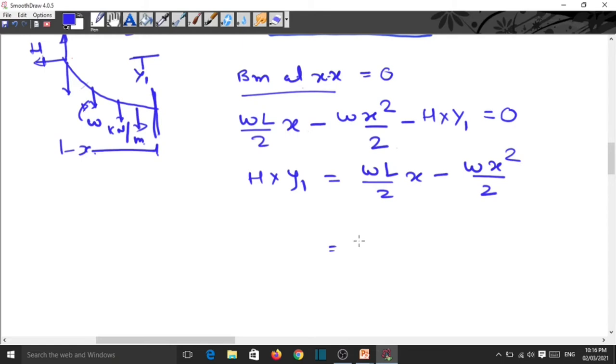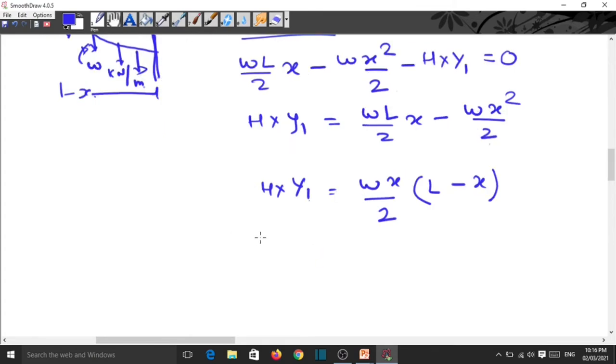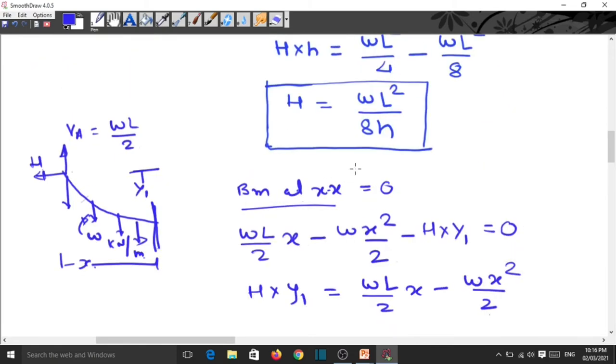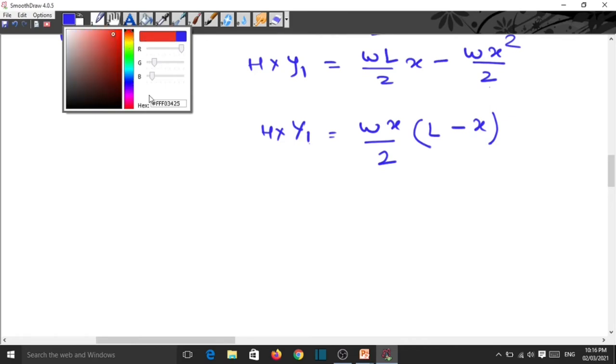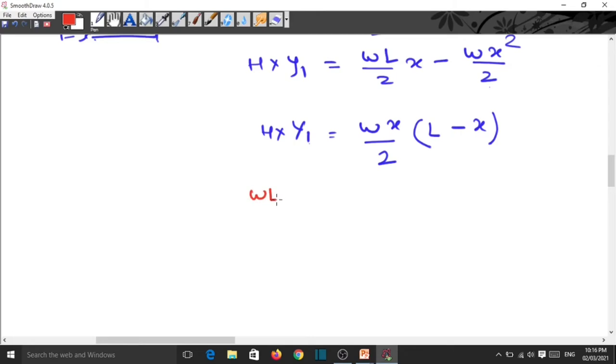So take WX by 2 as common, in bracket is L minus X. So now this is the H into the Y1. Now H is equal to, we know, WL square by 8H. So put here WL square by 8H into, suppose Y1, is equal to WX by 2 into L minus the X.